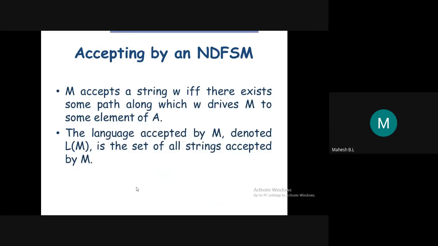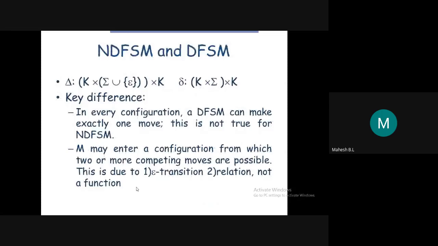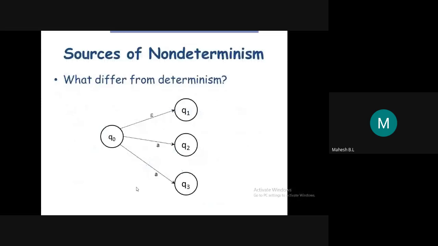Okay. So if there is a path along which W drives M to some element of A, then it is accepted. Otherwise, it is rejected. Okay. Then, this example clearly explains what is non-determinism.